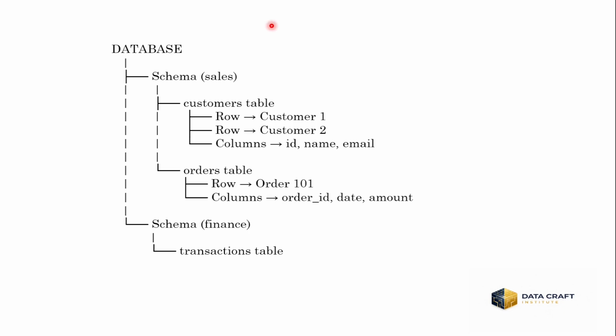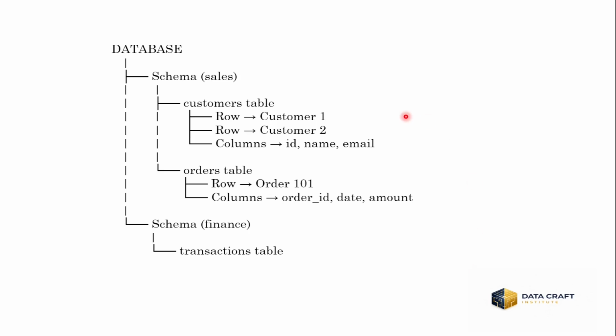Now, this is the logical structure of a database, a diagram to help you understand. At the top, we have the database, which is the overall container for all the data. Inside the database, data is organized in schemas, which act like folders. Each schema has tables. For example, the sales schema has a customer table and an orders table. Each table is made up of rows where each row represents one record. Row 1 customer, row 2 customer, and each column, ID, name, email, is an attribute of each row. Similarly, you have another schema for finance and there is another table, the transactions table.